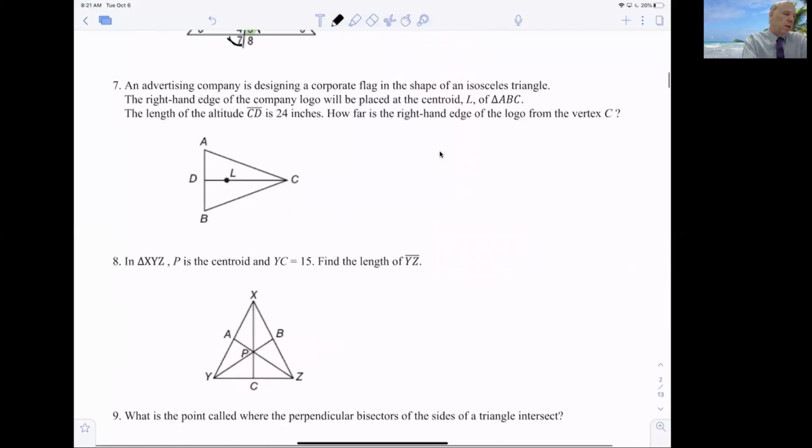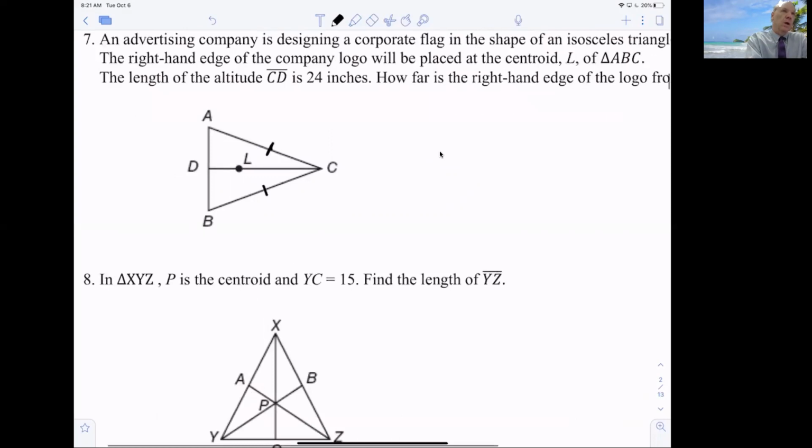Number 7. An advertising company is designing a corporate flag in the shape of an isosceles triangle. So if it's isosceles, this is here. The right-hand edge of the company logo will be placed at the centroid. The length of the altitude is 24. So if it's placed at the centroid, how far is the right-hand edge of the logo from vertex C? What is that, guys?